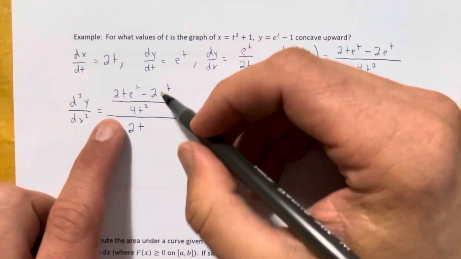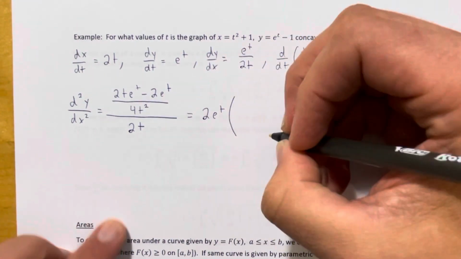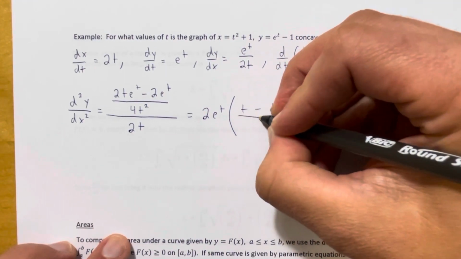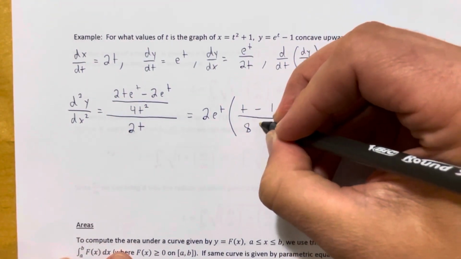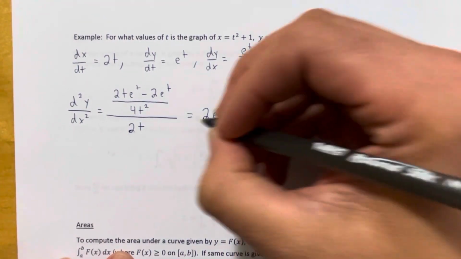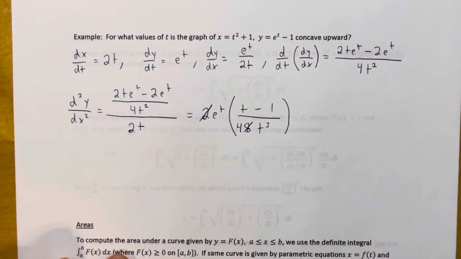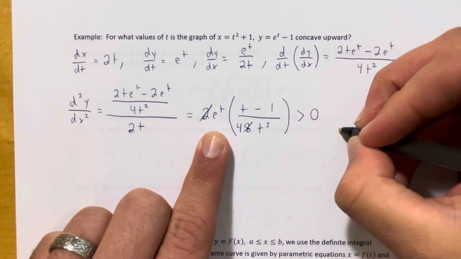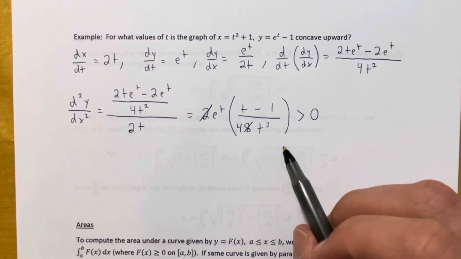Okay? This denominator I can bring down and simplify. I could do a couple other things as well. I can pull a 2e to the t out of everything, which would leave me with this numerator up here, just t minus 1, over 4t and 2t. When I multiply those, I'm going to get 8t cubed. In fact, I can even do a little bit of cancellation here to get that. Okay? Now, e to the t is always positive. So in order for this thing to be greater than 0, I need that (t minus 1) over t cubed to be greater than 0.